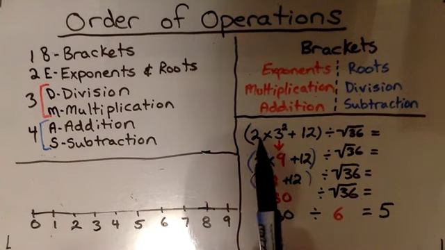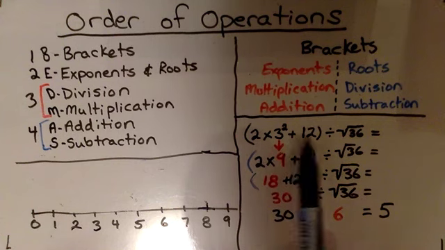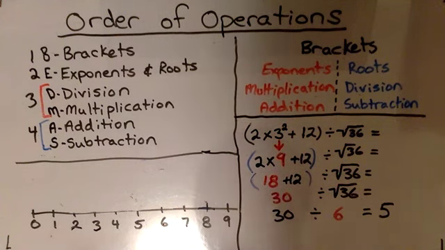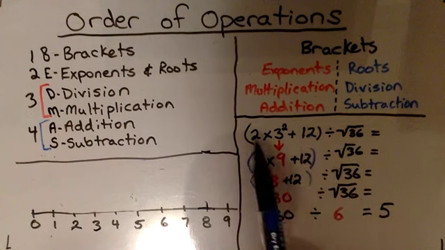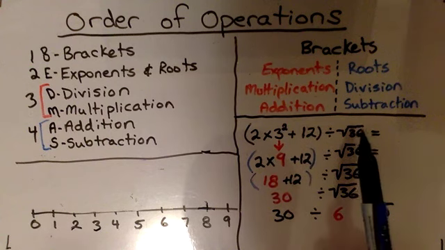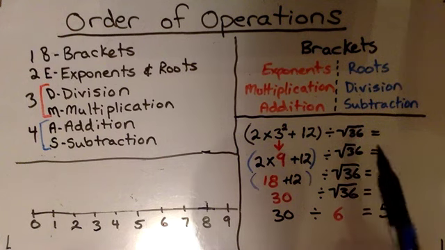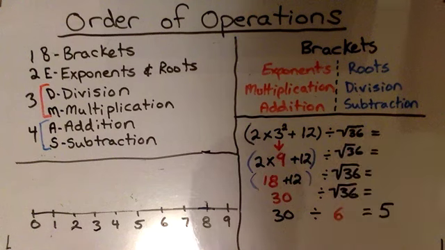So really, this quite complicated looking thing here, all it was really saying was 30 divided by 6. We just didn't know that that was equal to 30, and we had to do a little bit of work to find out that that equals 6. That's a bit more obvious, but really that's what our entire problem was showing us.